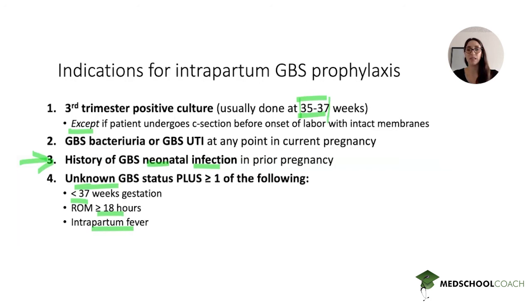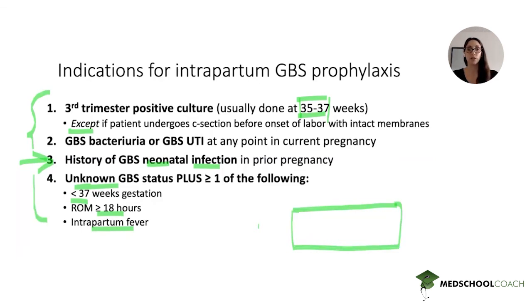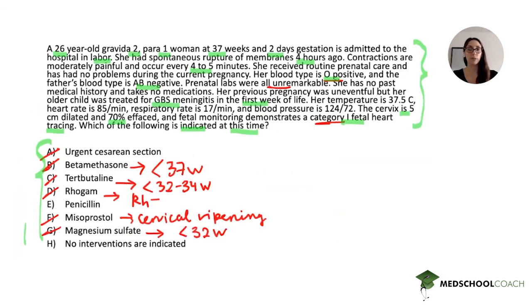So this is a question about indications for GBS prophylaxis. Let's also take a brief moment to review what the preferred antibiotic choice is. Do you remember? IV penicillin is our first line antibiotic for GBS prophylaxis intrapartum. This is really important. All these indications, albeit very granular and nuanced, you must have memorized, and they will be tested. So returning back to our question, finally, we look at the other answer choices, E and H.